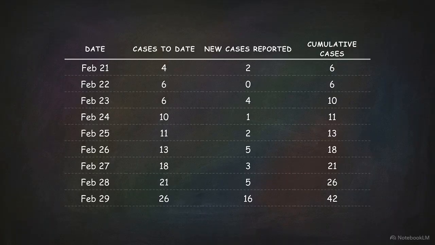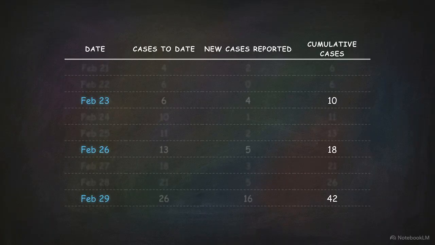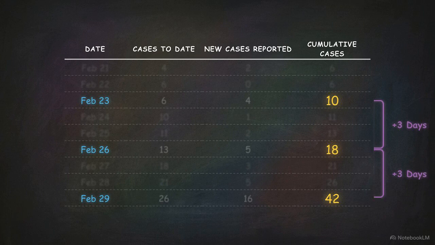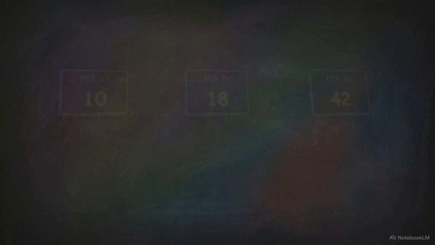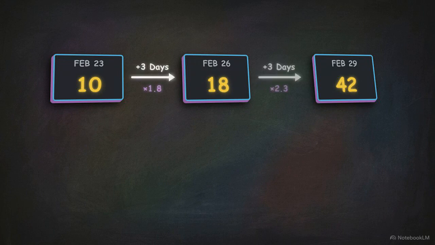This table shows the confirmed hospital cases of COVID-19 in the UK during late February 2020. We will isolate 3 specific dates, February 23rd, 26th, and 29th. On the 23rd, there were 10 cumulative cases. Just 3 days later, on the 26th, that number jumped to 18 cases. Over the next 3-day interval, ending on the 29th, the total escalated to 42 cases.